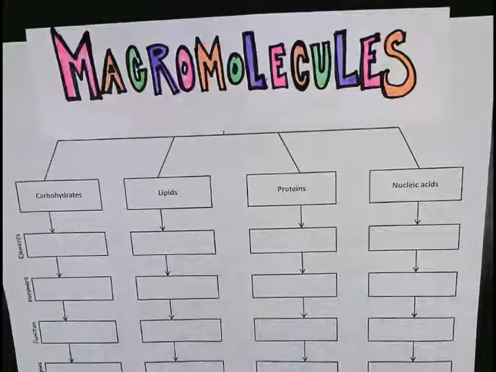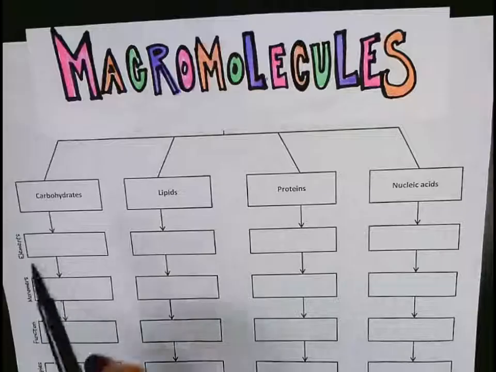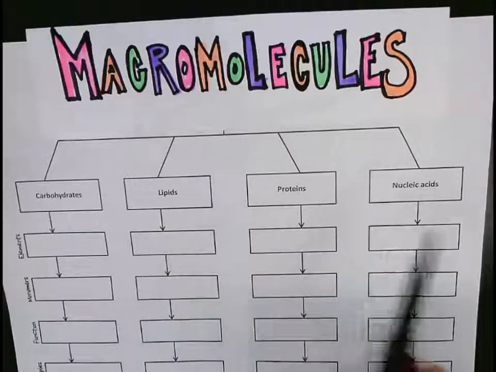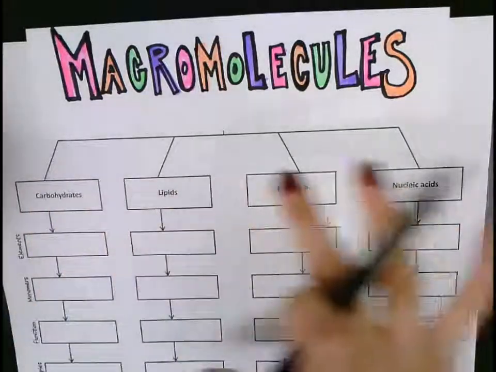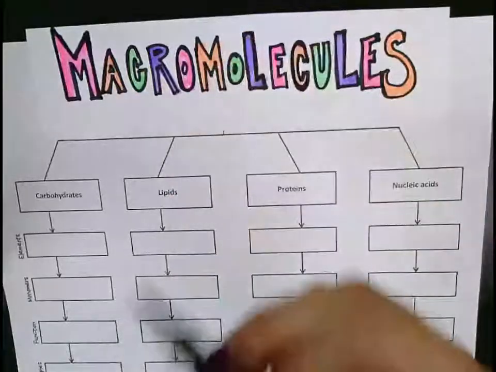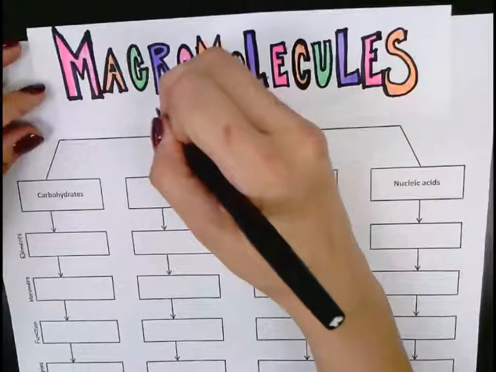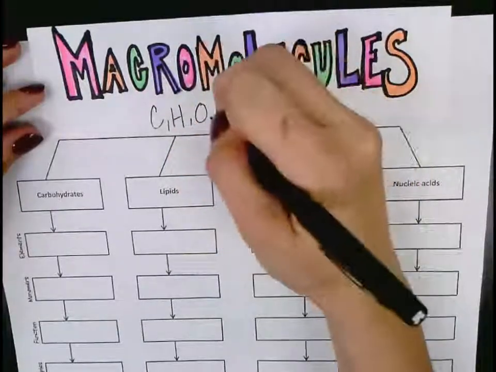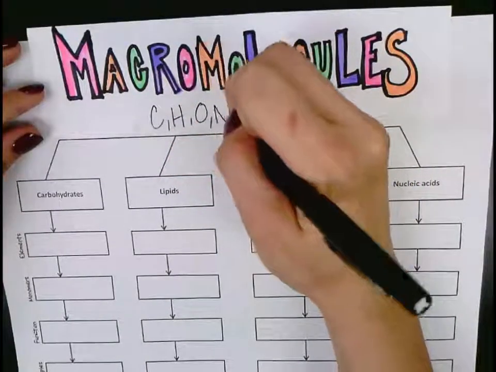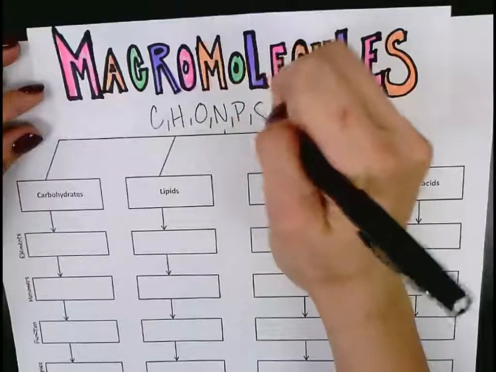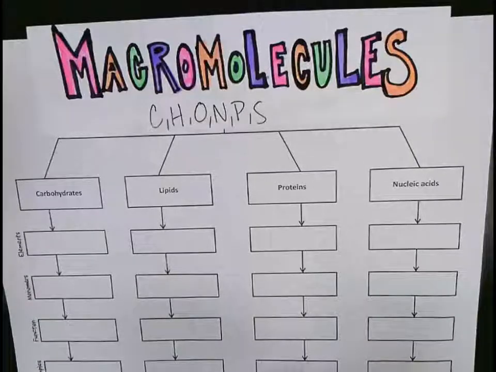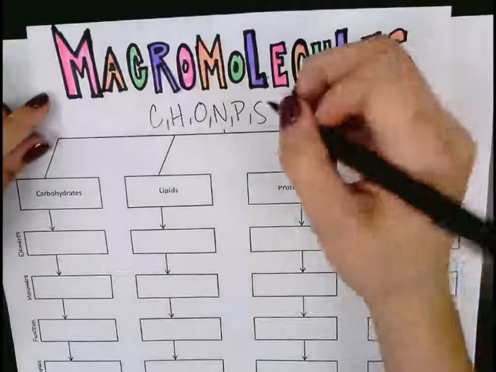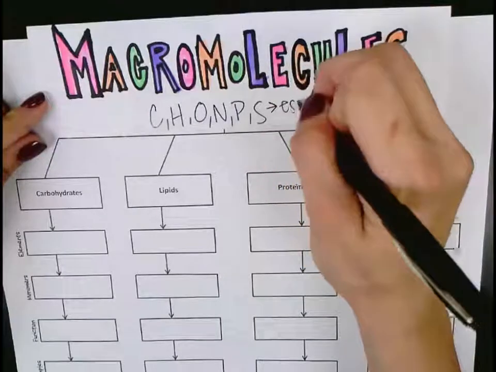So there are 4 macromolecules: carbohydrates, lipids, proteins, and nucleic acids. All of these have some or all of the following elements: carbon, hydrogen, oxygen, nitrogen, phosphorus, and sulfur. That's why I say CHNOPS a lot, okay? So those are the essential elements, okay?